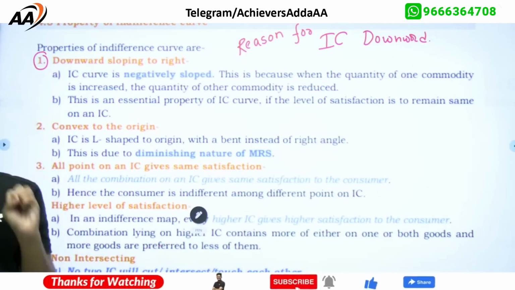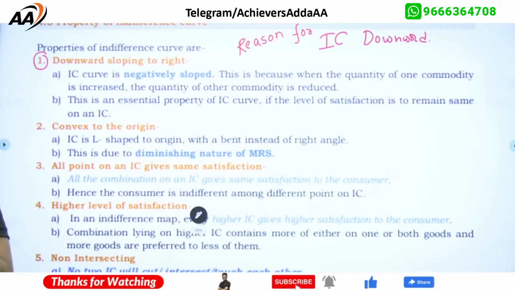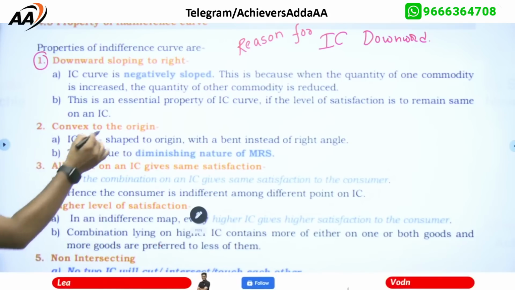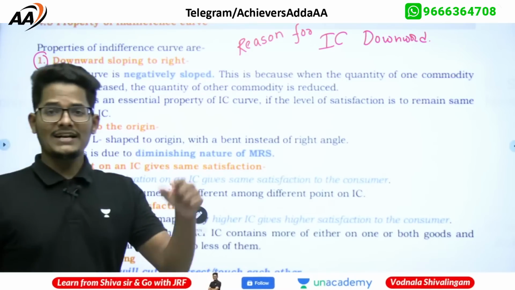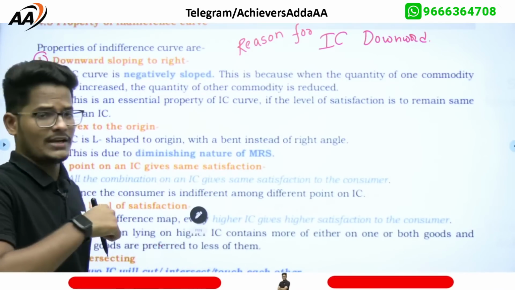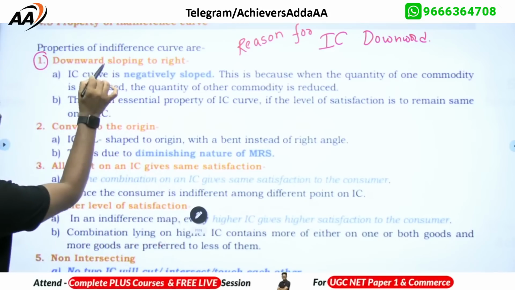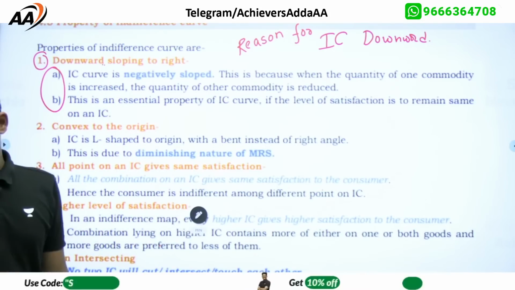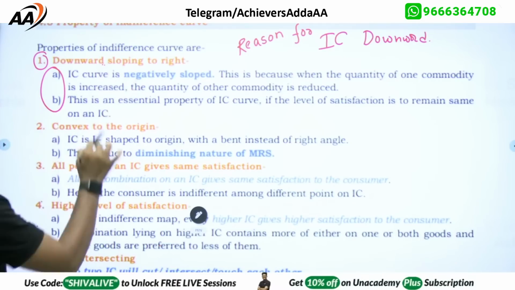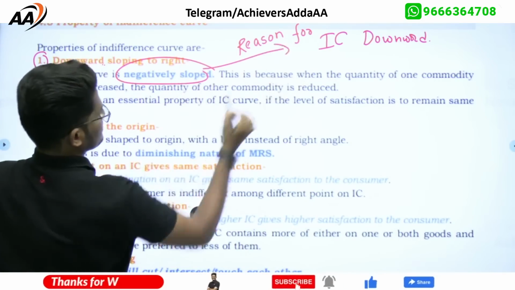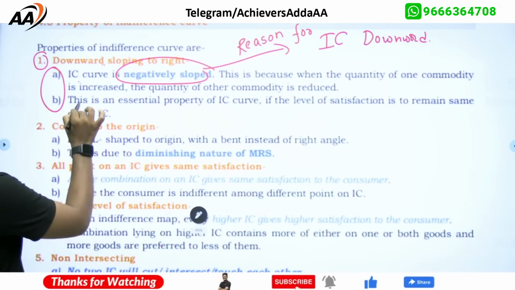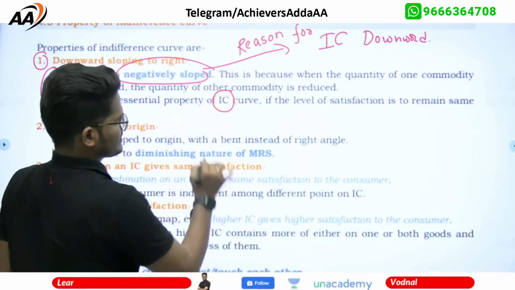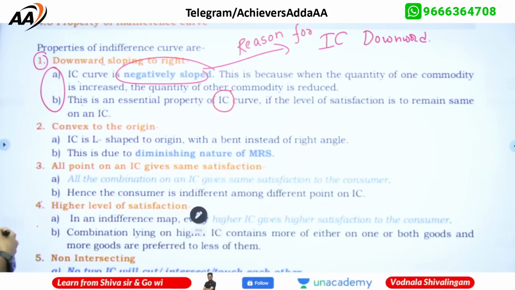That's what the question was. Five or six statements were given. The remaining ones are not the reasons, because the remaining properties of the indifference curve will also be given in the options, but they are not the reason for the downward slope. Only these 2 are the reasons. The IC curve is negatively sloped because when the quantity of one commodity is increased, the quantity of the other commodity is reduced. This is an essential property of the indifference curve if the level of satisfaction is to remain the same on an indifference curve.